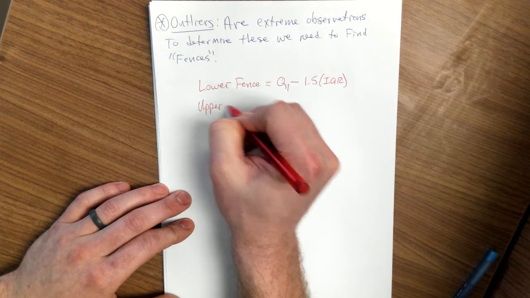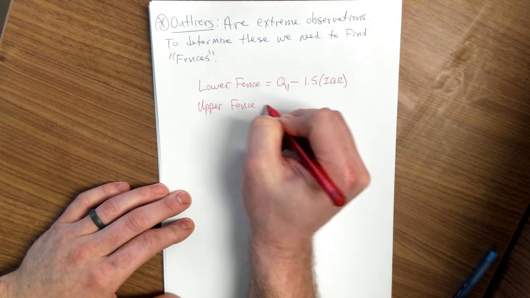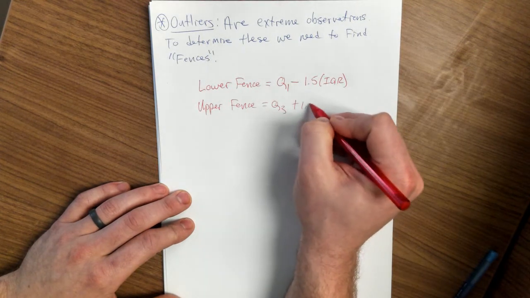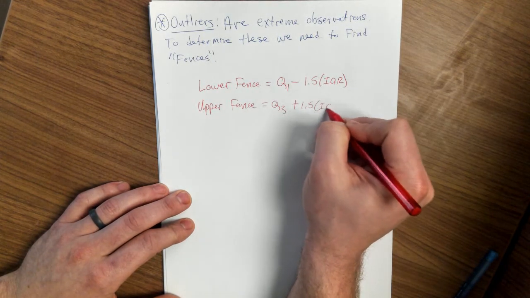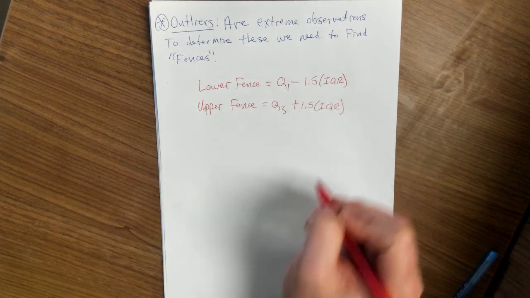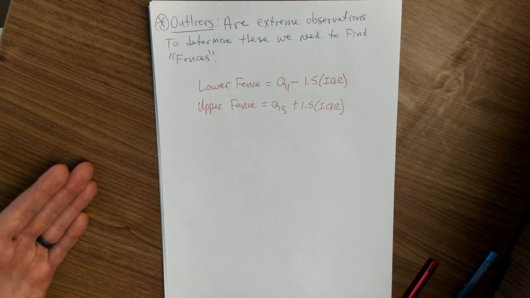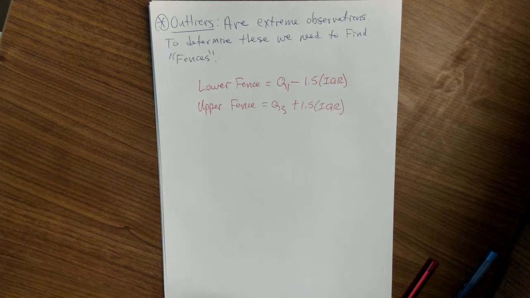Then the upper fence is similar, a little different. You use Q3 this time, and you want to add 1.5 times IQR. So if the data lies below the lower fence or above the upper fence, that means that that observation is an outlier.